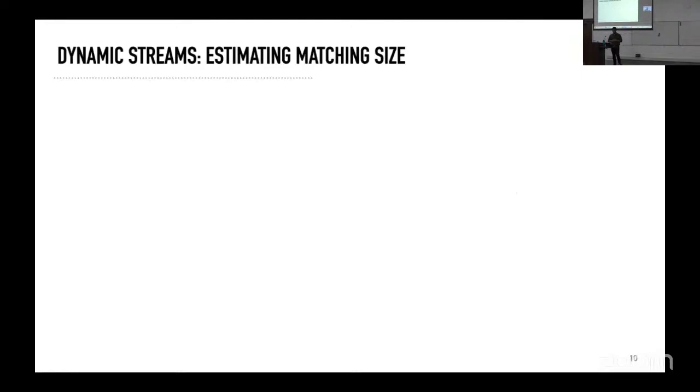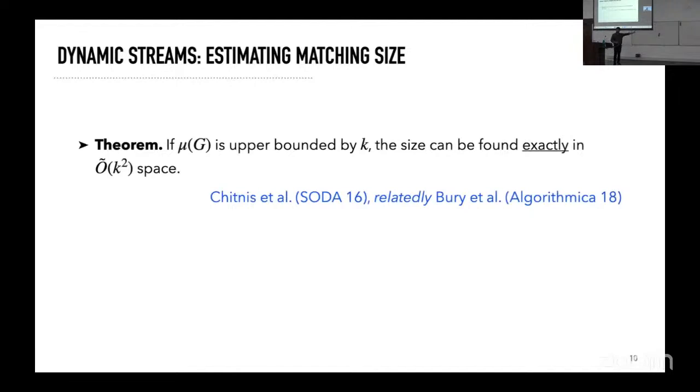Okay, so dynamic streams, estimating matching size. Let me repeat a result that I had mentioned on an earlier slide, which is the following. If you somehow have this guarantee of an upper bound of K on your maximum matching size, then you can find that size exactly in about K squared space. This is Chitnis et al. There are some related results by Ribery et al. So we're going to go into the details of this proof. How do you prove something like that? The takeaway, remember, is that with space quadratic in that upper bound, you can find the matching exactly. It's not just the size, in fact; because you have K squared space, you can just output the matching explicitly.